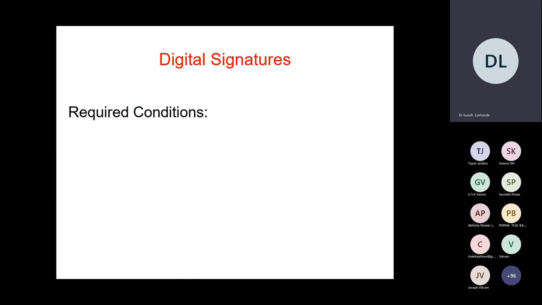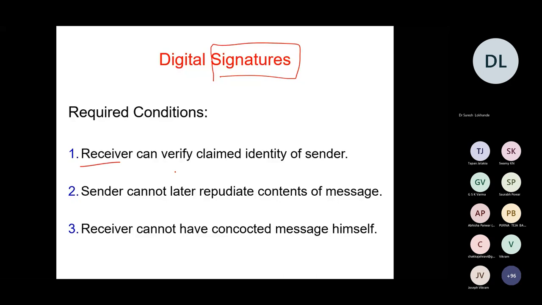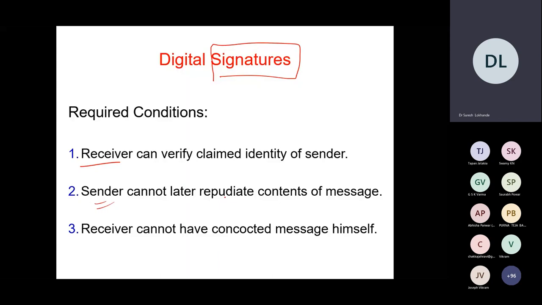Another important part here is we need to understand how you achieve message integrity. For that, we need to understand digital signatures. So what is basically a signature? For that, we have these three requirements. The receiver can verify the claimed identity of the sender. The sender cannot later deny the content of the message. And the receiver should not forge the message himself upon receiving it. These are the three primary requirements here.